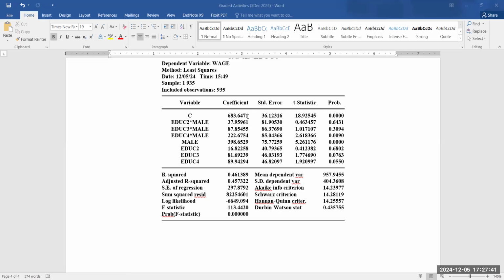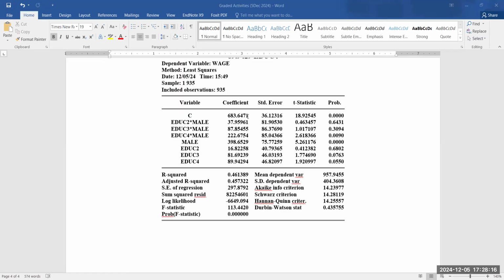Higher education levels, education category 3, which is bachelor level, and education category 4, which is master's and above, exhibit a positive wage impact, especially for males. So again, there is discrimination even with the incremental effect of education. If both male and female graduate with the higher degree, they will still find gender discrimination at the workplace.